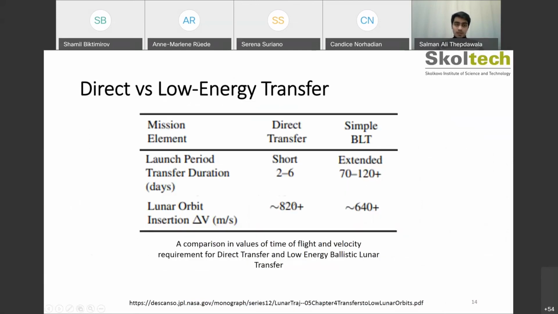Another important comparison is the direct versus the low energy transfer for the lunar orbit. For example, if you're sending your satellite from Earth to the lunar orbit and you use the direct transfer, it has a very short time of flight, 2 to 6 days. However, for the low energy transfers, it's much longer, 70 to 120 days. But for the velocity, the direct transfer has higher delta V as compared to the low energy transfer. So again, depending on your mission constraints, you can play around with these things and choose the appropriate one that's needed.